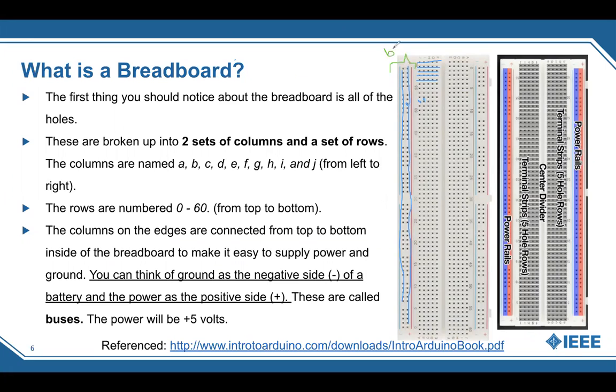buses because they go along vertically. And then we call the ones in between here the rows because they're connected only along these ones. So these are the rows. And you'll notice that they're numbered 0 to 60, depending on the board, and they identify rows with letters. Now you'll see the negative side is marked by the blue, and the positive is marked by the red for this bus row.